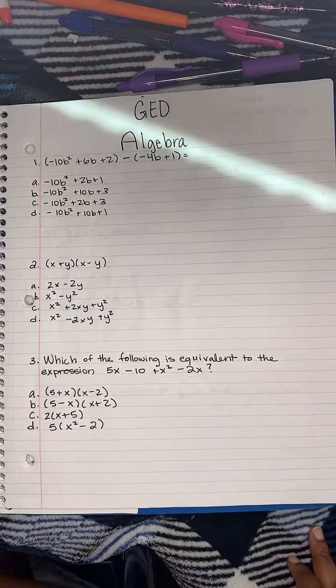Okay, D and C. C, C. Ooh, I'm getting a lot of C's. It's C. Okay, let's see it.